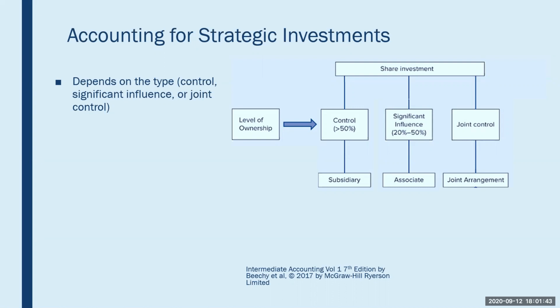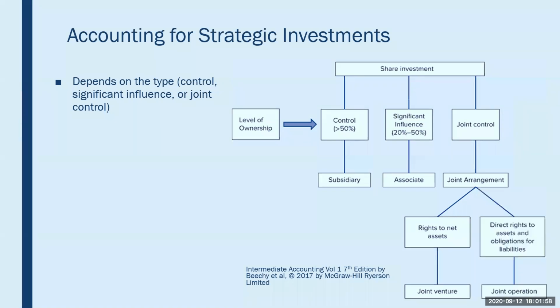And then what needs to be seen is whether the joint arrangement gives the investor a right to the net assets of the investee company. If so, then it's a joint venture. Or whether the investor has direct rights to assets and obligations for liabilities of the investee company, in which case it is a joint operation.